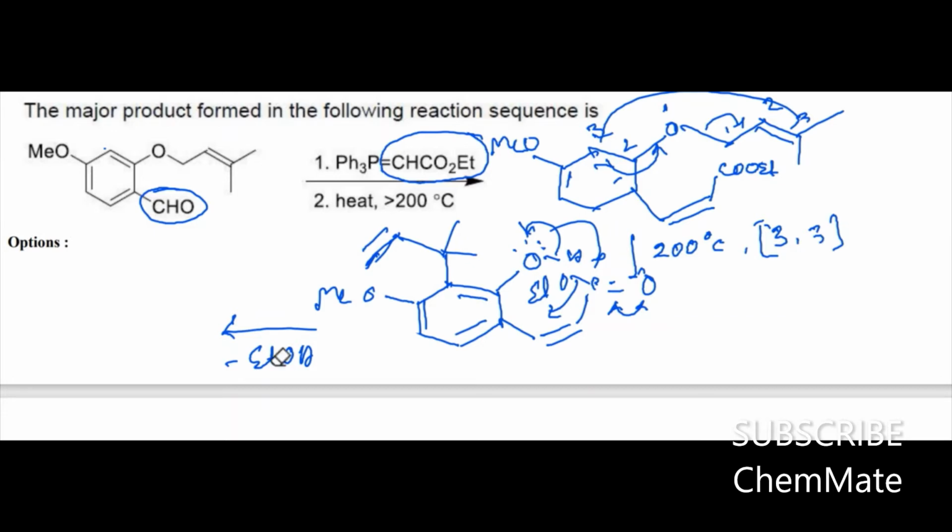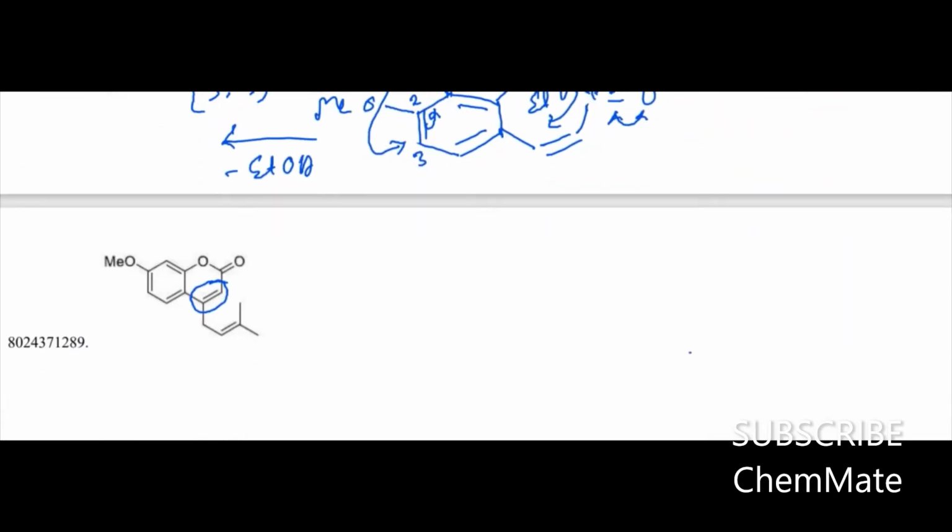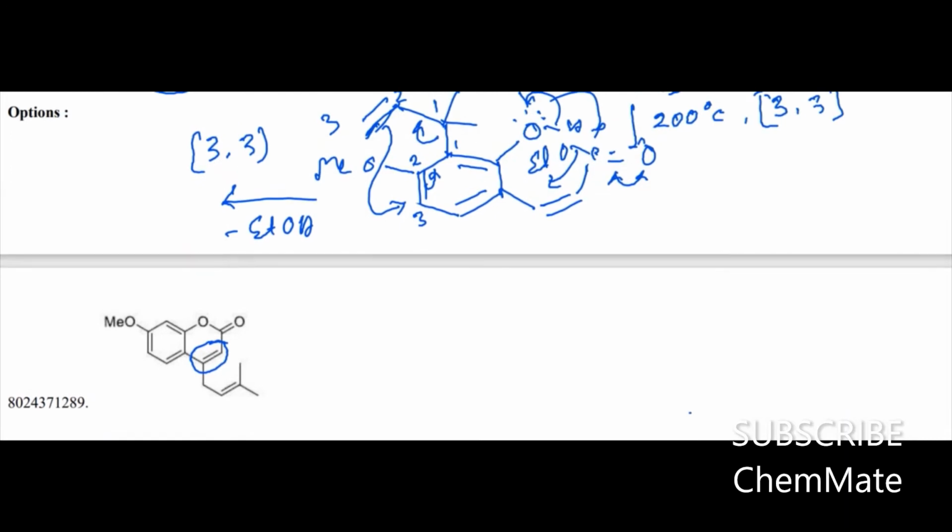So again there is a 3,3 sigmatropic rearrangement, that is a Cope rearrangement. So this is 1 2 3, this is 1 2 3. So this group will migrate here to position 3. The product will be: here cyclization will take place. So a 6-member ring will be formed.